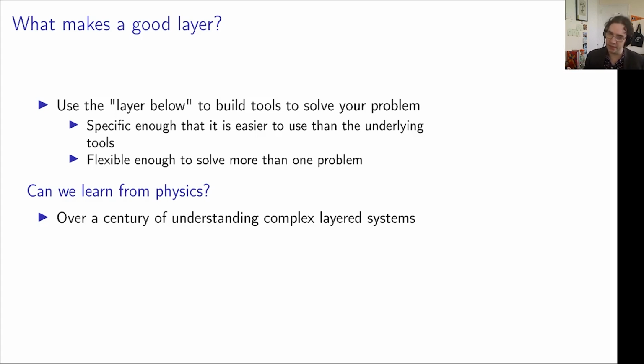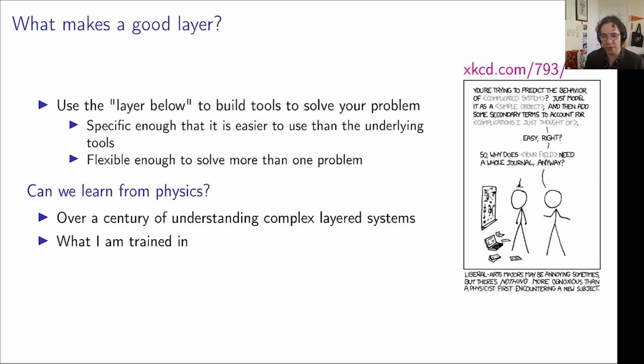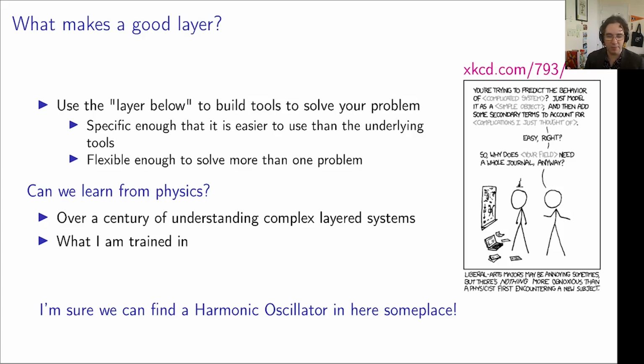Given that we're working in a layered system, we could consider looking at physics as a way to frame our thinking about how to think about complex layered systems. Physics has over a century of effort by a lot of people to understand the layered complex system that is reality. But it's also what I'm trained in. And when you have a hammer, everything looks like a nail. So I came to this practice with that background. That is the framing the rest of this talk will use to try to understand how to do software design. And for my fellow physicists, as somewhat of a joke, I'm sure we can find a harmonic oscillator in here someplace.